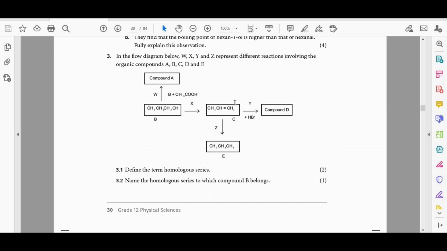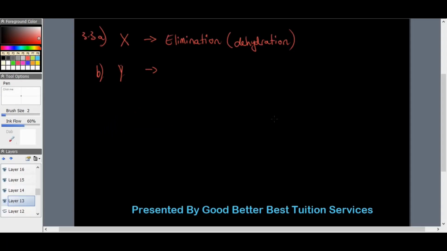So Y is going from compound C to compound D, but it looks like it involves some hydrohalogen there, HBr. So would anybody like to shed light on what compound Y is? I know I said compound Y, but I meant process or reaction Y. Addition. Yes, thank you so much. Would anybody like to specify the type of addition?